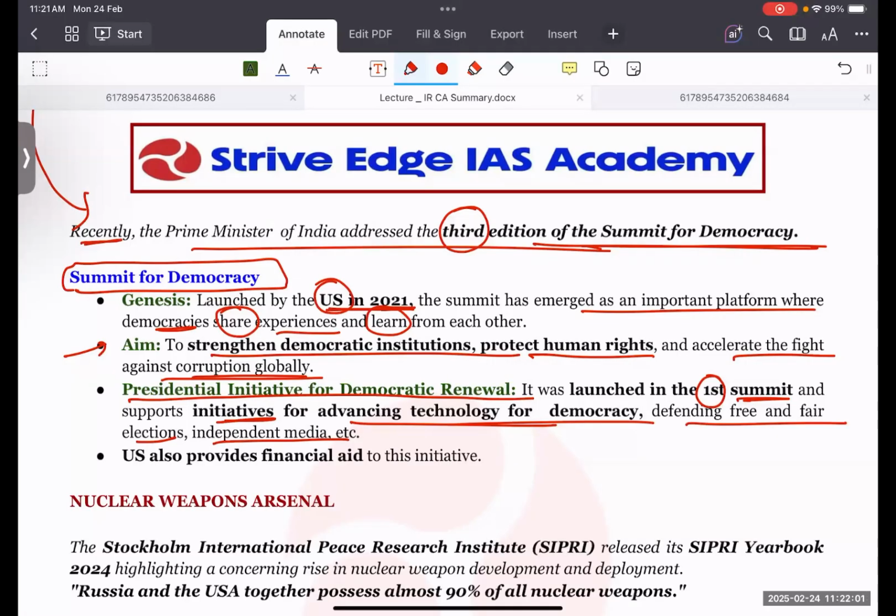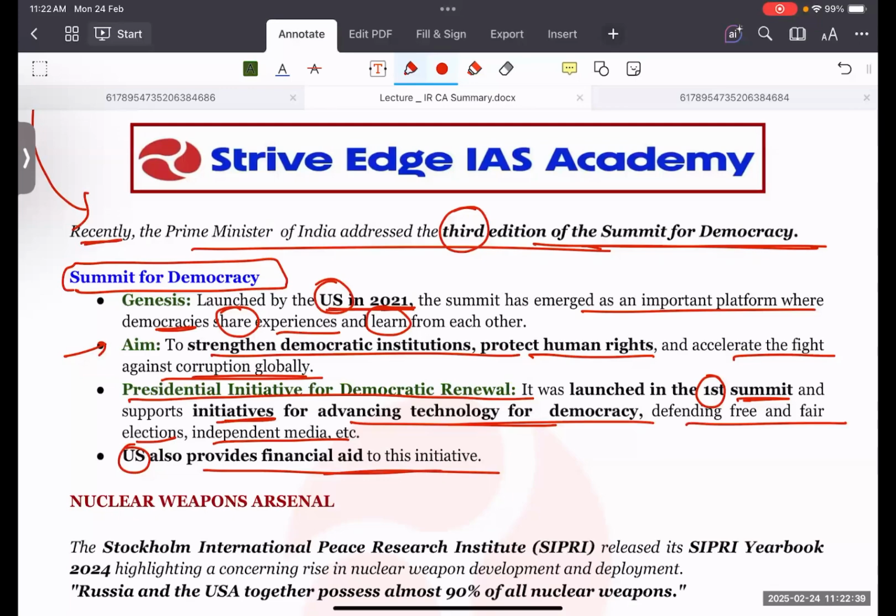So that is why, in order to strengthen all this, along with the emergence of the technology, we need to use this particular technology to strengthen these mechanisms. That is what is covered in the Presidential Initiative for Democratic Renewal under the first Summit for Democracy in 2021. The United States of America, the mother of democracy, provides the financial aid for this particular initiative. And India is a participant in this because India is the largest democracy in the world. So you have to remember these facts.